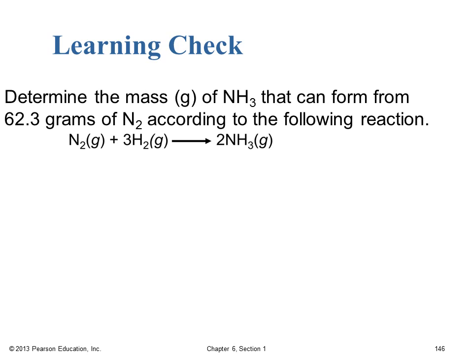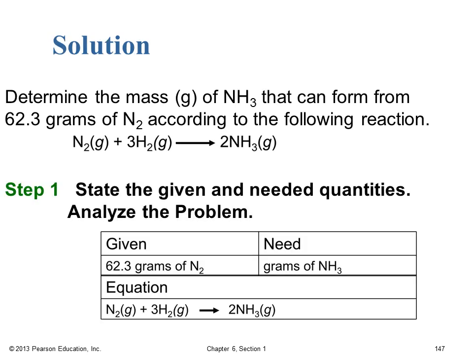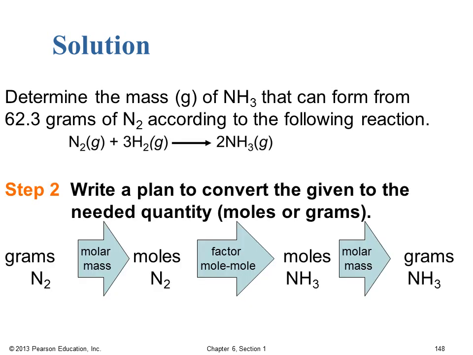Another example: we need to determine the mass of ammonia, NH3, that is formed by using 62.3 grams of nitrogen. We have the balanced reaction here. We need to go from grams of nitrogen to grams of ammonia, so we're going to use moles as our middleman. We go from grams of nitrogen to moles of nitrogen using molar mass. Then we can compare moles to moles using the mole ratio. And then going back from moles to grams, we use our molar mass.